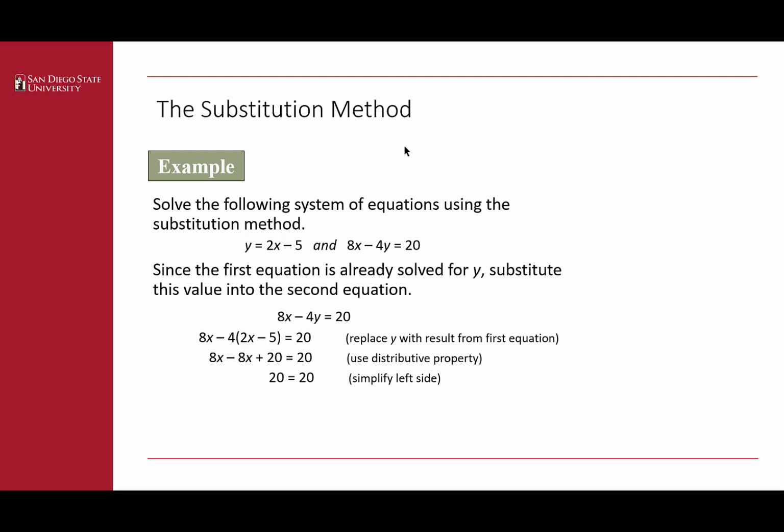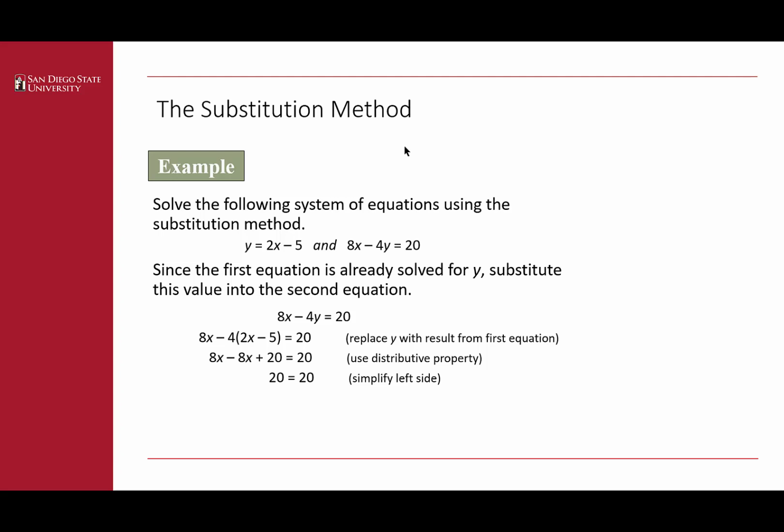For this example, the equations are y equals 2x minus 5 and 8x minus 4y equals 20. Here we have to solve the system using the substitution method. Since the first equation is already solved for y, we are lucky: we substitute this value into the second equation. We will write 2x minus 5 instead of y in the second equation, and we will get 8x minus 4 times (2x minus 5) equals 20.